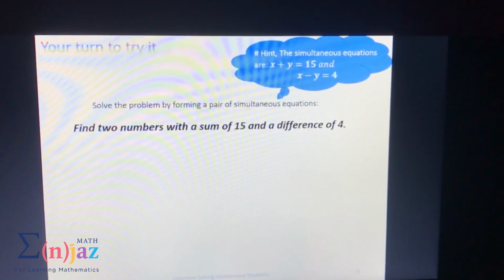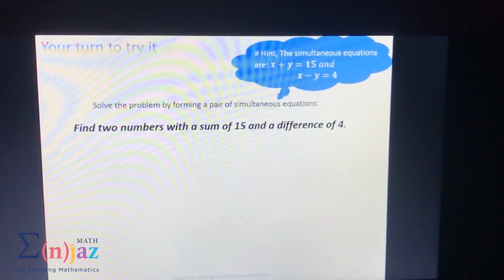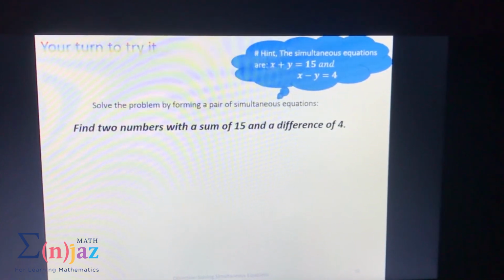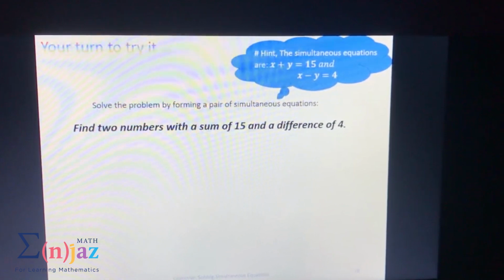If the first number is x and the second number is y, the sum means the addition of the two numbers. So it's x plus y is equal to 15. This is my first simultaneous equation. And the difference, which means the subtraction, x minus y is equal to 4. Please try to solve it on your own. You can always go back through the video to follow the steps, and I'm sure that you're going to be very much able to solve it.